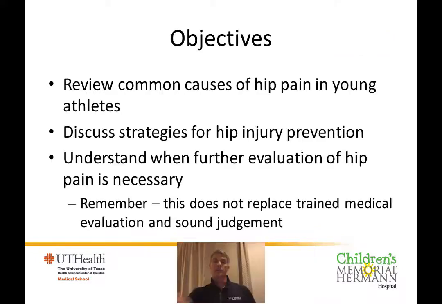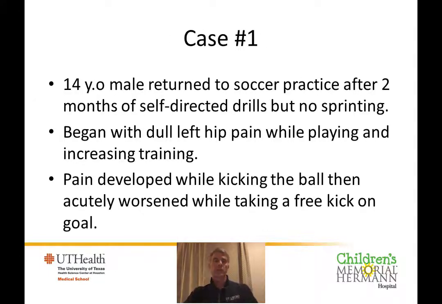A couple of objectives of this as we get back post-COVID into training sessions. I wanted to talk about common causes of hip pain in the young athletes and some strategies for hip injury prevention, and understand when further evaluation of the hip pain is necessary. Now remember, this does not replace sound medical advice and on the field coverage. So these are just tips for patients, parents, providers, and coaches on what to look for when getting back regarding the hip. I'll start with a couple of cases.